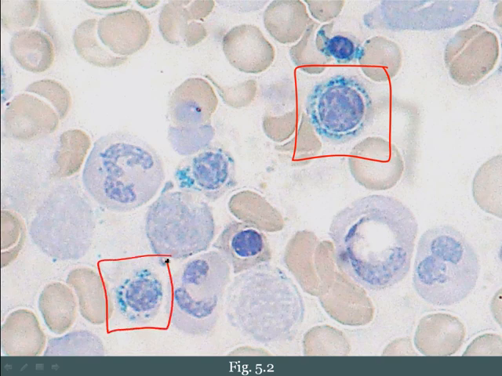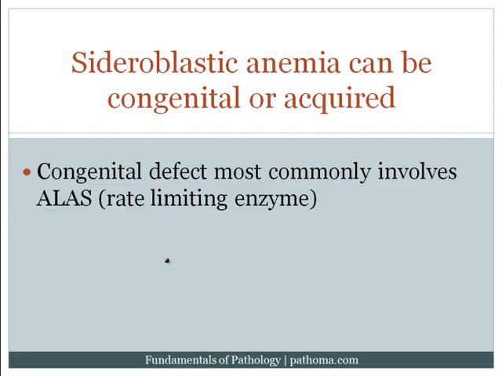Here's another example of a ringed sideroblast, and it indicates a sideroblastic anemia. One of the classic questions that examiners like to ask, they like to show you this picture, and they like to ask you, where is the iron located? I just gave away the answer. The answer is that the iron is present in mitochondria. That's high yield to be aware of. The iron is present within mitochondria.